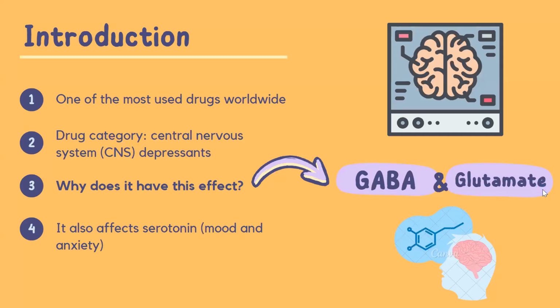So alcohol is one of the most used drugs worldwide. It belongs to the drug category of central nervous system depressants, which means that it slows down or reduces brain activity. So why does it have this effect? Alcohol can diffuse across the blood-brain barrier, and it mainly affects the major inhibitory neurotransmitter in the brain, GABA, and its mechanism of action is basically binding to GABA receptors and imitating GABA effects, which reduce or inhibit neuronal activity, leading to the feelings of relaxation and drowsiness.